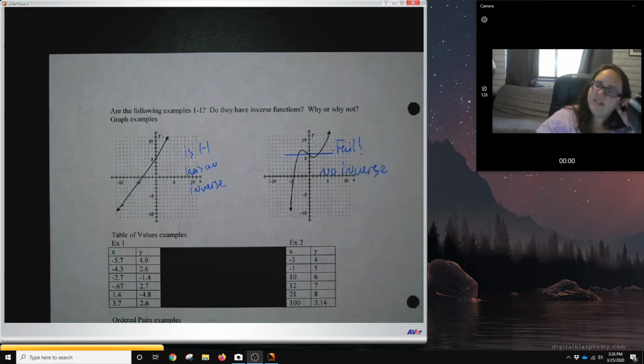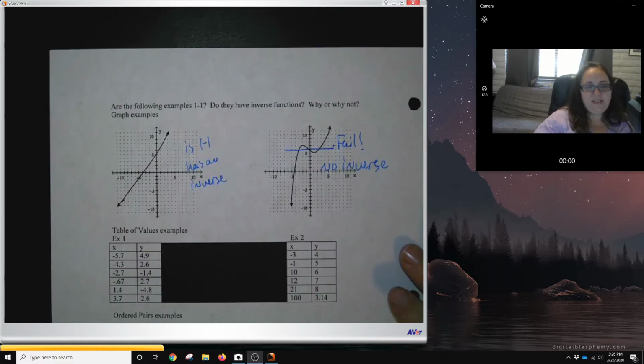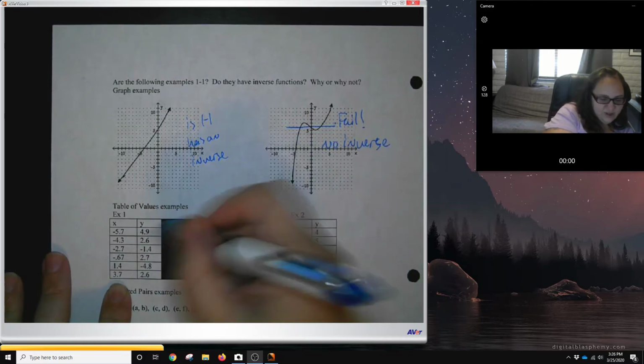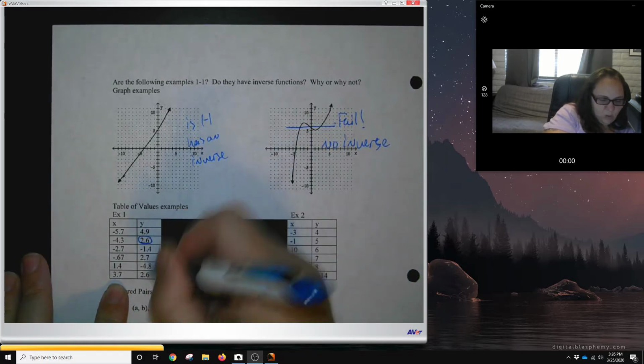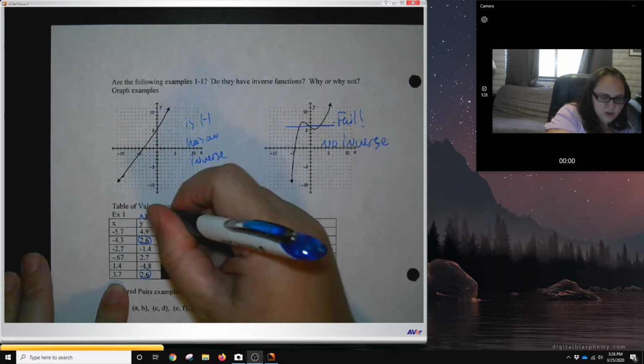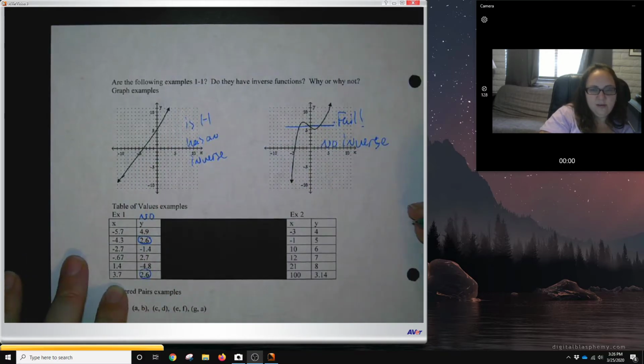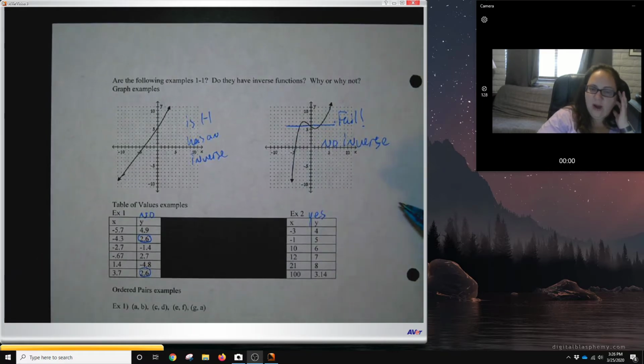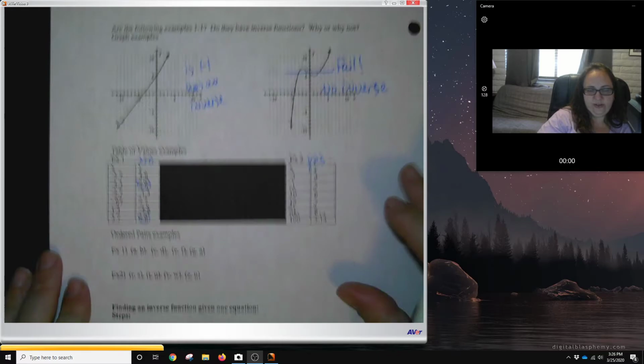And from here on out, I'm just going to be putting yes or no. Do these things have inverses? So here, does this have an inverse? Well, my y's repeat, so no inverse. But here, all of my x's are unique and all of my y's are unique, so this would have an inverse.